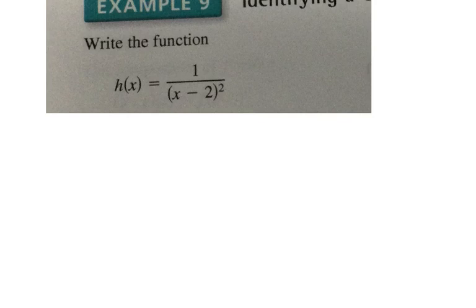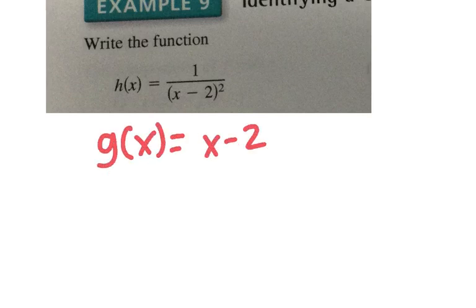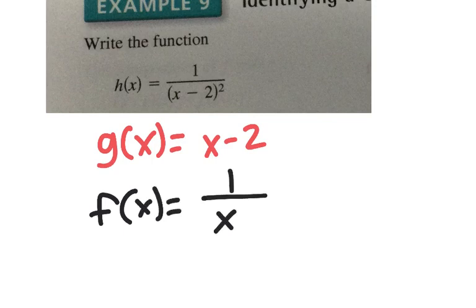So when I look here, big picture, the inner function here is x minus 2. So I'm going to say the inner function g of x is x minus 2 because it's inside something that's already being squared. So now what's the outer function? The outer function is 1 over x squared. See where that's coming from? So if I built f of g of x, I would get h of x.